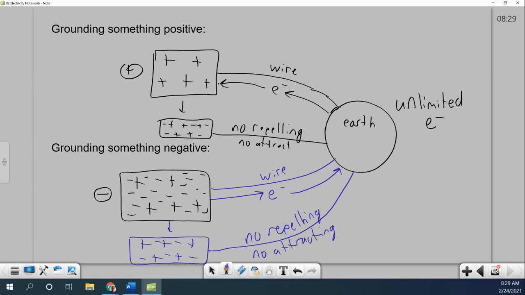So that's how grounding works. It doesn't matter if your object's positive or negative. The attractive and repulsive forces of positives and negatives will force electrons to move wherever they need to move, to Earth or from Earth, depending on your object, in order to balance that out. And it will continue to move until it reaches neutral, because that gets rid of your repelling and attracting charges. Or forces, sorry. So that pretty much sums up our intro to static electricity.